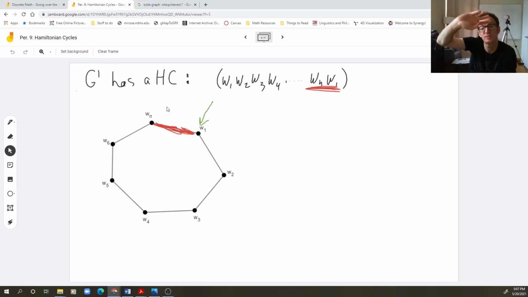What is a cycle? It's just a big loop around. And of course, the Hamiltonian cycle must include the W1, Wn edge, because if there was a Hamiltonian cycle in G prime that didn't include the W1, Wn edge, then there would have been a Hamiltonian cycle in G, but there wasn't by assumption. We did this in class.